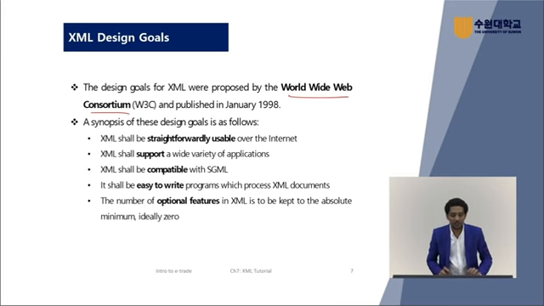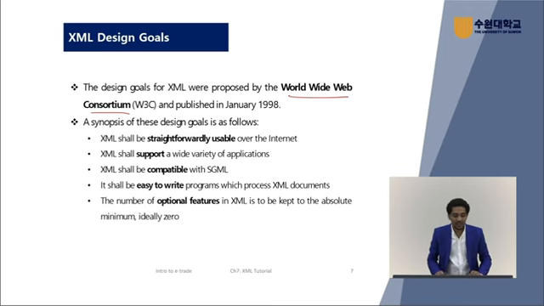So a synopsis of this design goals by World Wide Web Consortium are: XML shall be straightforwardly usable over the internet. So that is one goal. The other is XML shall support a wide variety of applications. That means XML should be interoperable and portable, right? And XML shall be compatible with SGML. So this is a standard general markup language which was even before HTML. So there was SGML, and there was HTML, and there was XML, right?